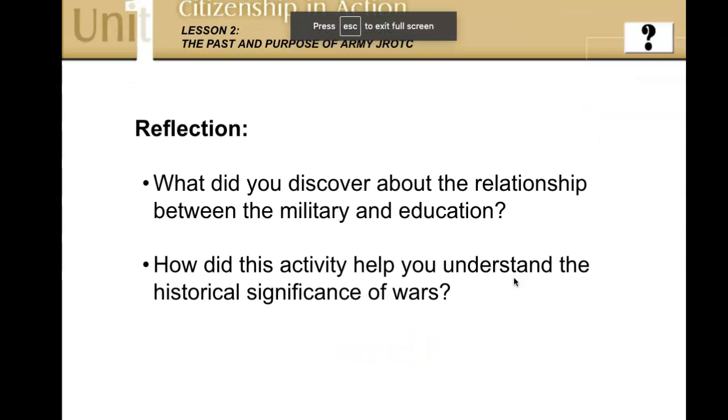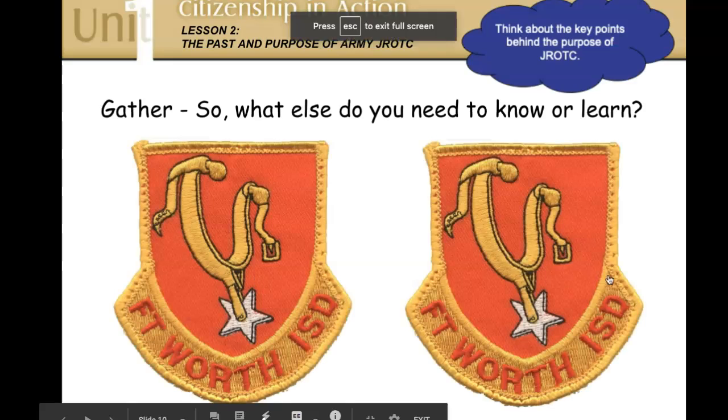So think about what we've talked about with JROTC. Think about what you know about JROTC and JCC already. And then, if you think about the relationship between military and education, how does that have an impact? You did the double bubble on Civil War and World War I tactics. Do another bubble map on military and education. And if we look at those two things together, how does that help us understand the significance of wars and the impact that they have on us and on our future?